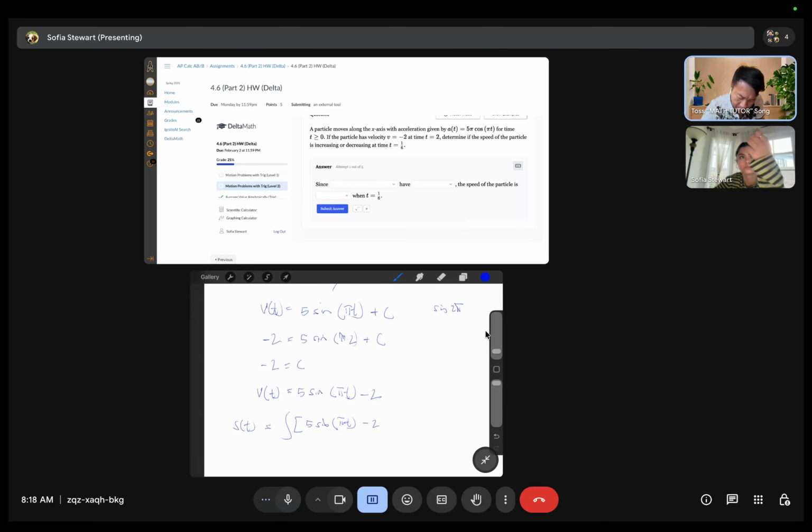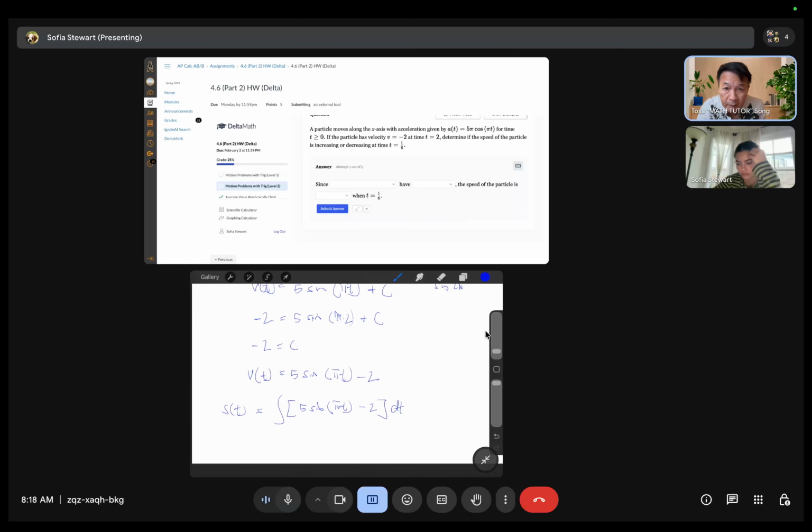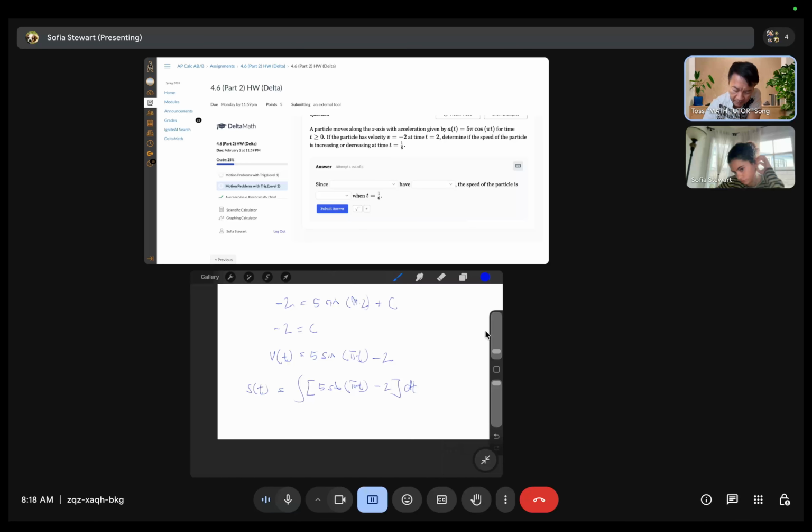Minus 2, the whole thing, dt. And they gave you everything for that. Let me double check. Yes, they do, at least for the time. And they're asking you to determine the speed of... okay. So integrate this.